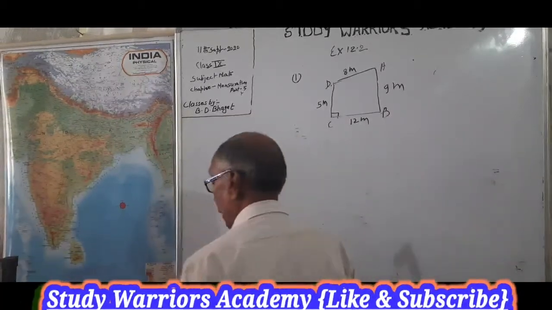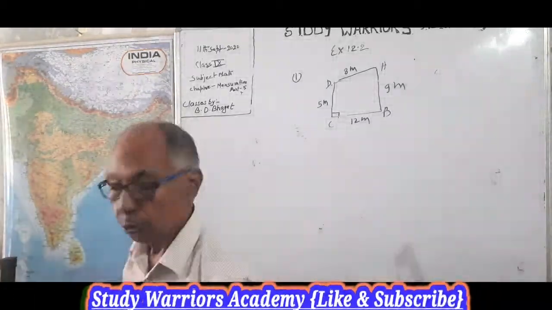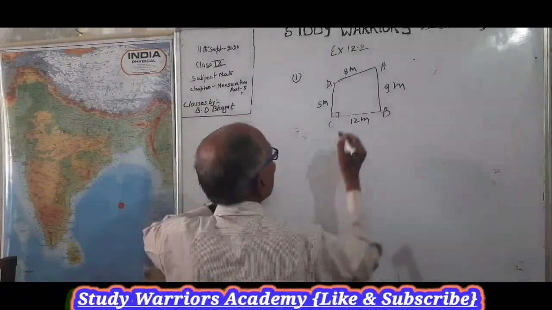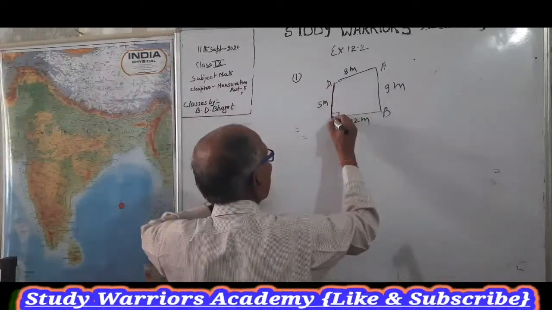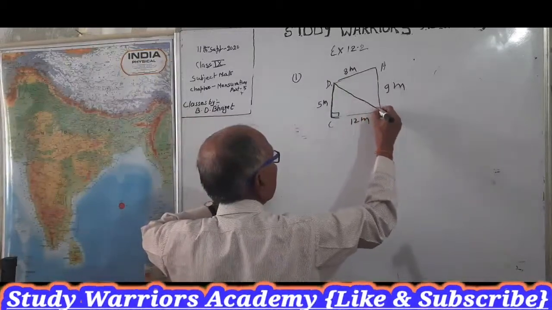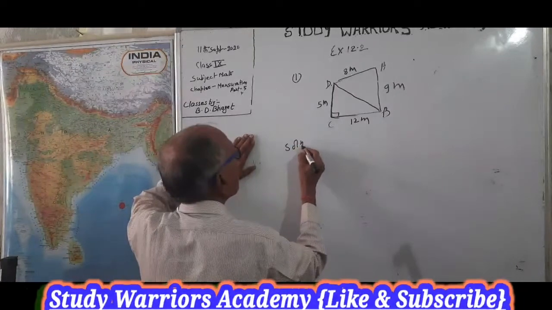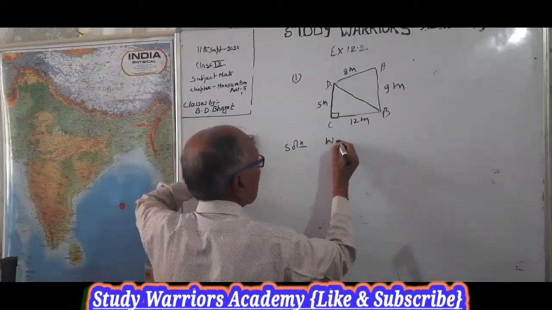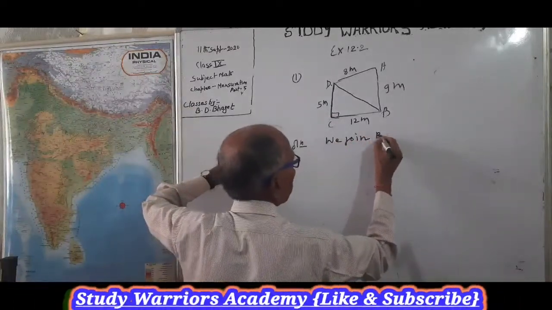area does it occupy? That is, how much area will it cover; occupy means cover. So first of all we join, this is 90 degree, so join DB. Solution, we join DB or BD, whatever you may say.